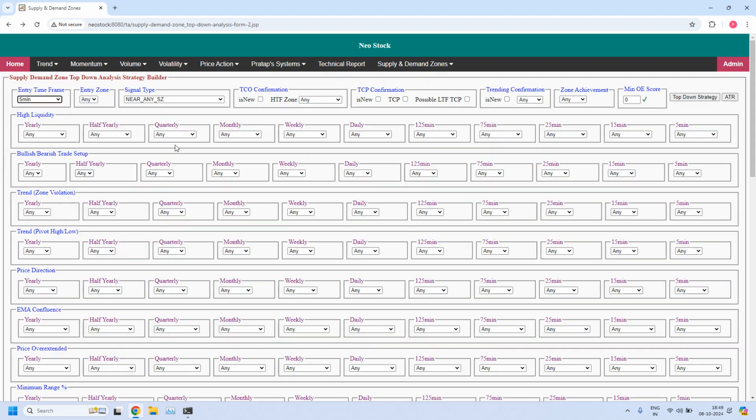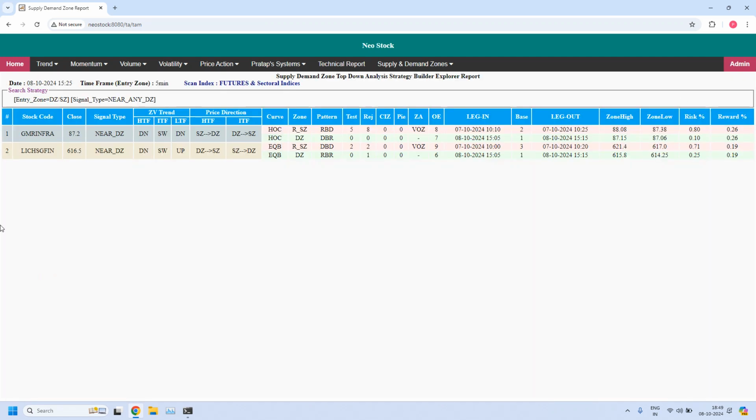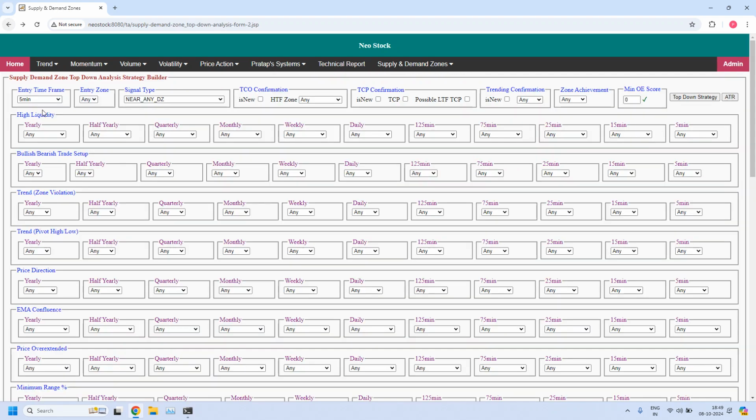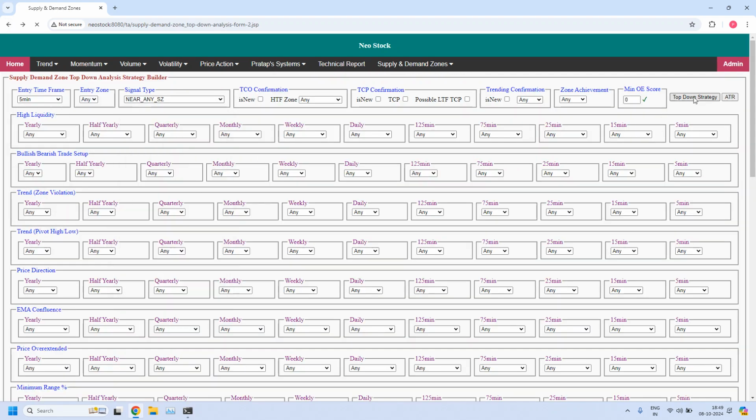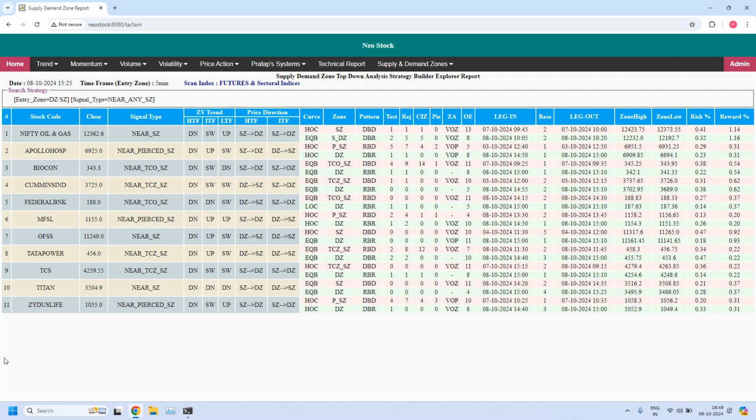Next time frame is 5 minutes. So let us find the stocks near 5 minutes demand zone. 2 stocks are filtered. Next, for 5 minutes time frame, let us find the stocks near 5 minutes supply zone. 11 stocks are filtered.